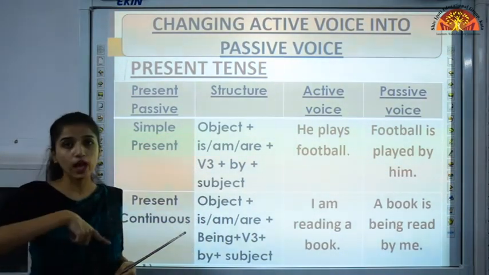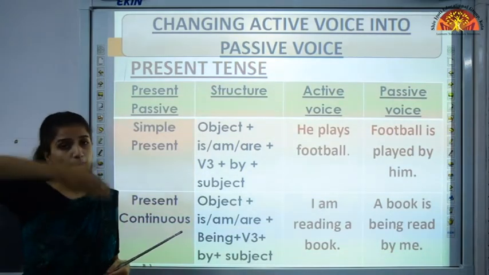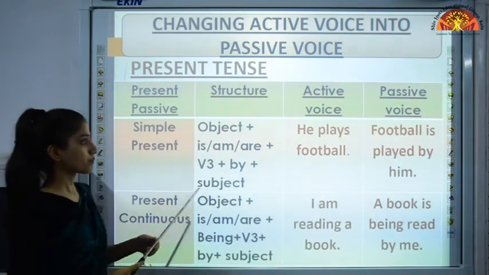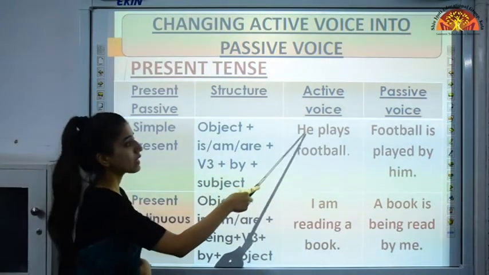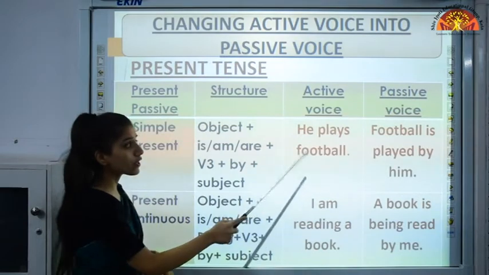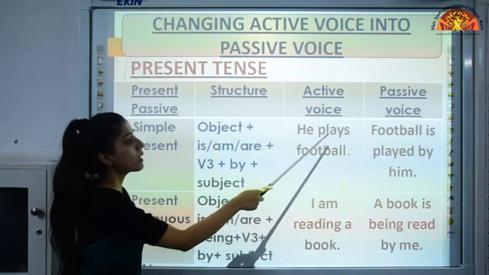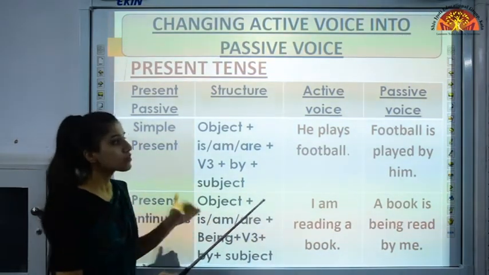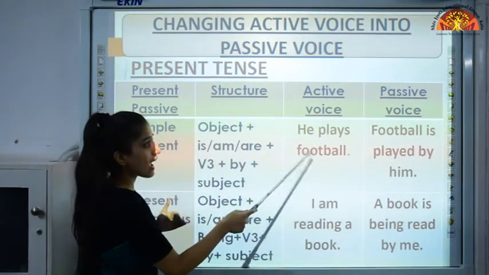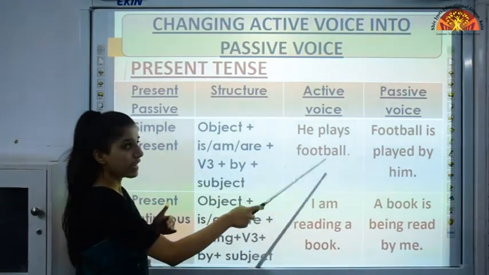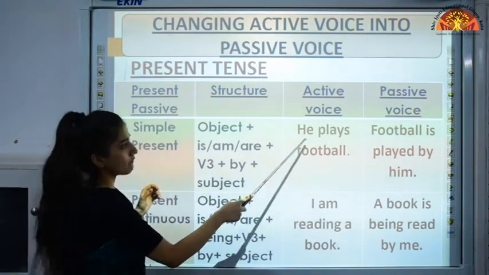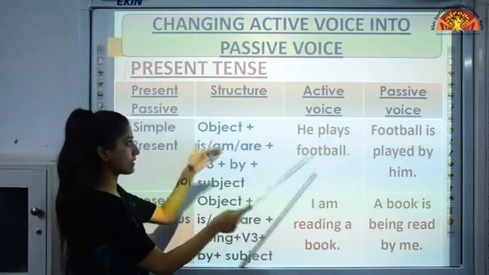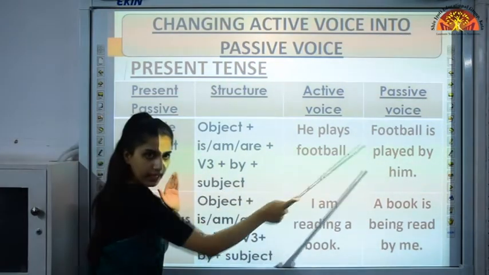Subject, if it's a pronoun, then we will be changing according to the subject pronoun and object pronoun table that I told you before this slide. You can see the example over here. He plays football. Here he is the subject, plays is the verb, and football is the object. So now when we are converting this active voice sentence into passive, let's look at this structure.